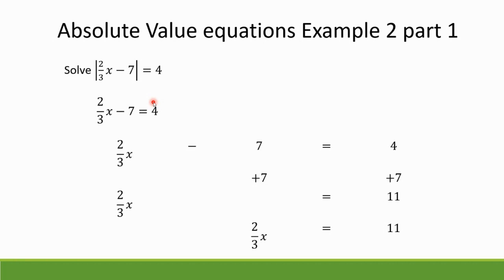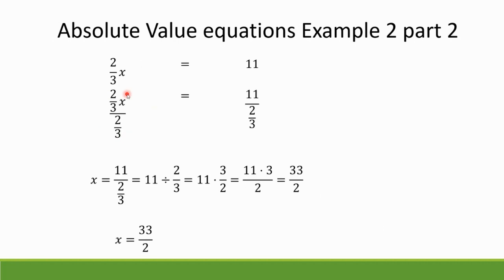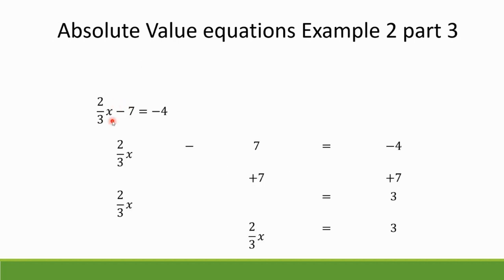And from the absolute value, you get two equations. You have 2 over 3 times x minus 7 is 4. And here we have 2 over 3 times x minus 7 is negative 4. So those two equations we have to solve. Okay, we just want to get x all alone.